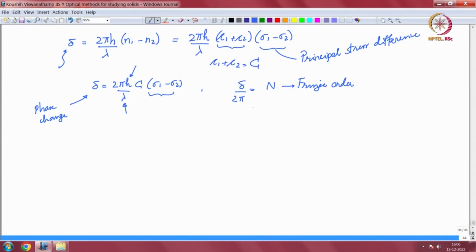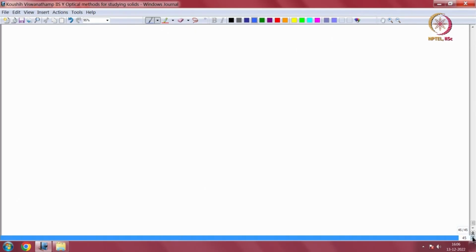So, n is h c by lambda times sigma 1 minus sigma 2, and you can imagine n changes with h and changes with c. Of course, for a given material c is constant, for a given thickness h is constant. So, n really changes with this and with this, and that is what we are interested in. So, the next question that we want to get to is what types of fringes can occur.